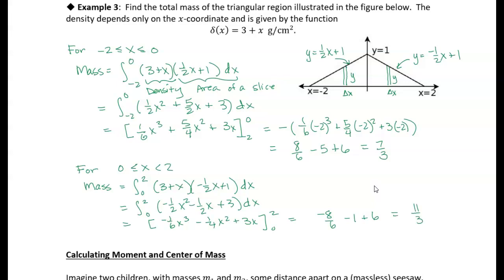All right, so now I've got both the left and the right-hand side of this triangular region, and I just need to add them together. So the total mass is equal to 7/3 plus 11/3, which is 18/3, which is 6. And my units are in grams, because my density was in grams per centimeter and all of my dimensions were in centimeters. So I have a total mass of 6 grams.